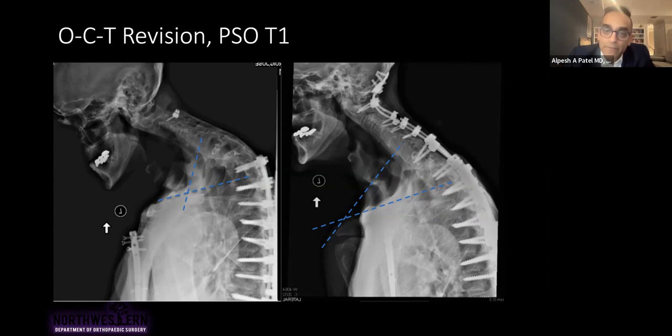We had to fuse him up to his occiput, so we got better chin brow angle, mostly through the occipital correction, somewhat through a cervical correction. And so in some respects, his radiographic numbers are better. Are they perfect? They're not perfect, but like we've seen before, you don't need perfect radiographic numbers to get good clinical outcomes.